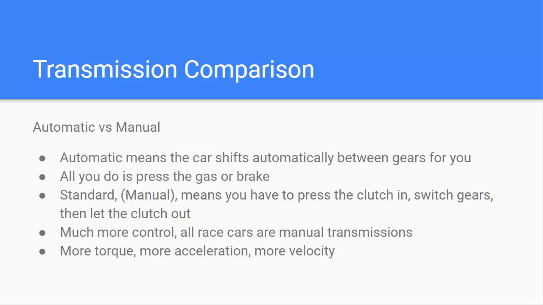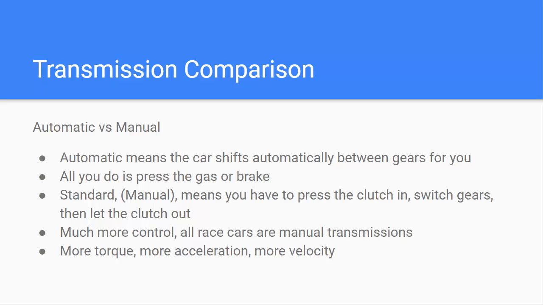So it means you have to press the clutch in, switch gears, let the clutch out, and you have to do that without stalling it. And if you're running an 18-wheeler, you've got to do double clutch stuff, and it's crazy. So it just allows much more control. And if you think about this, all race cars are manual transmissions. They're not automatic, and there's a reason for that. You can get way more torque, more acceleration, and more velocity out of a manual transmission versus an automatic.